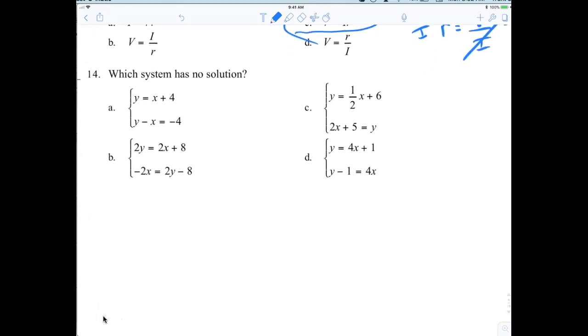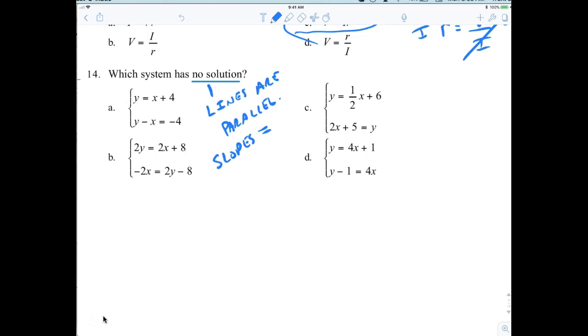All right, next. No solution. I want everybody to remember, underline no solution. No solution means that the lines are parallel. And if lines are parallel, what's true? Slopes are equal. Is everybody good with this? Anybody have any questions? Slopes are equal.